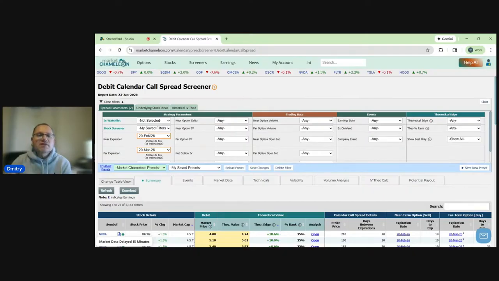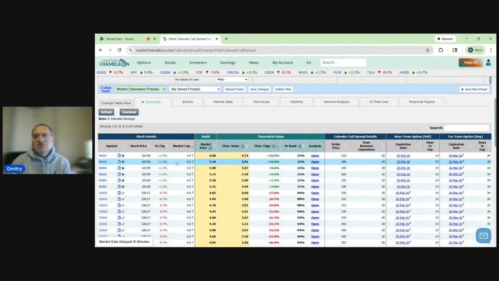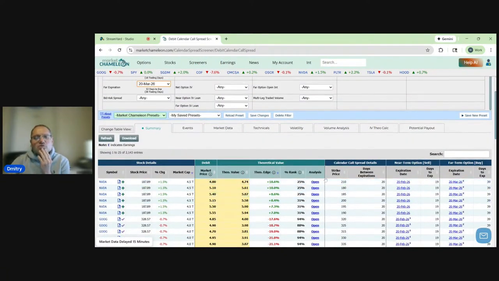We come to the screener, we have our filters up top, and then below we have our data elements. If you look, we're going to go across here. Here's NVIDIA, the stock price change, market cap, and here we see this calendar call spread. You can see here the 210 strike, the Feb 20 expiration, the March 20 expiration. These are two different expirations with the same strike. And this is a debit long call spread.